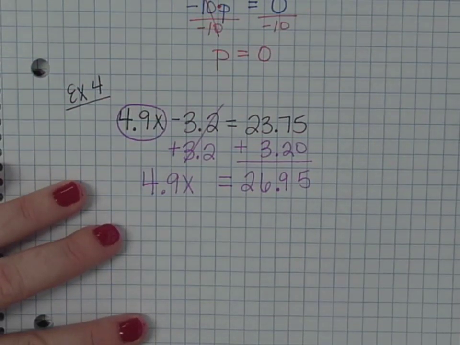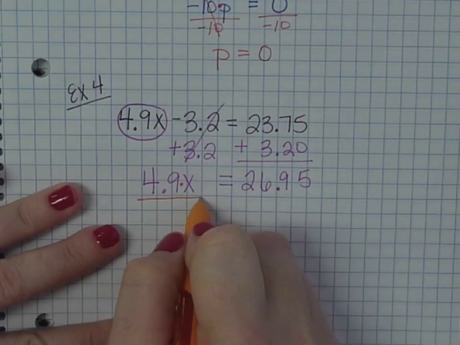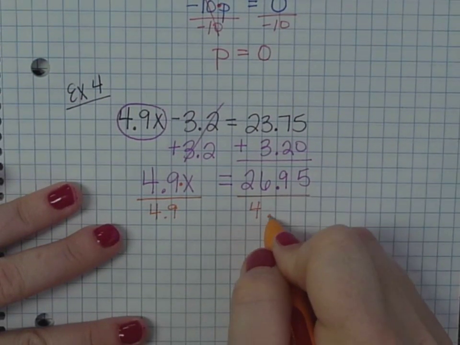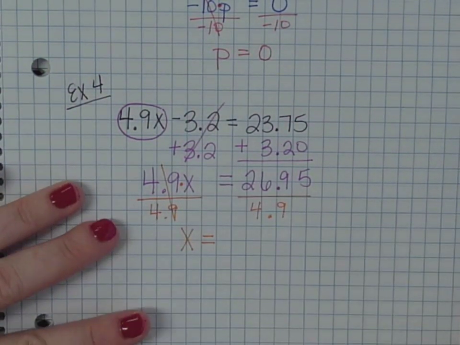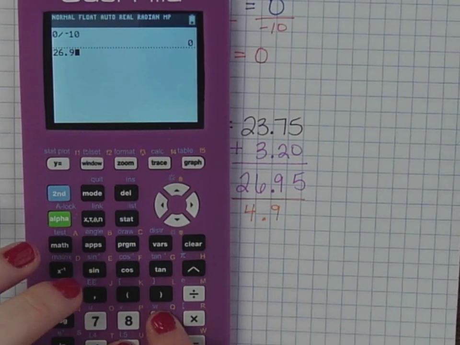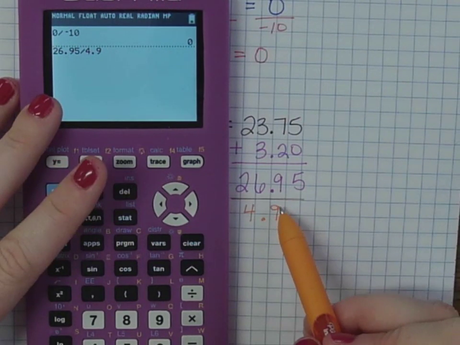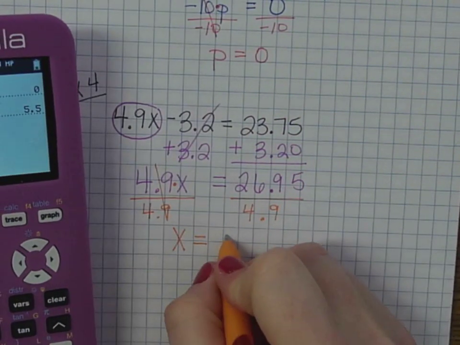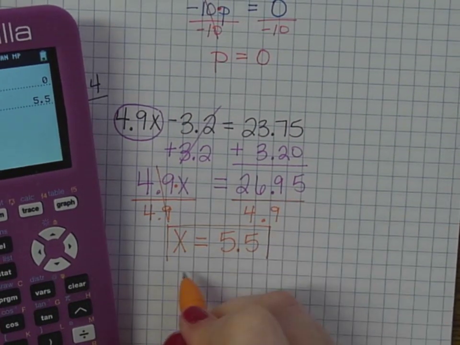Okay, then it's 4.9 times x, so the opposite of multiply is divide, and divide. X equals 26.95 divided by 4.9. Remember, you do top divided by bottom, and we get 5.5 would be our x value.